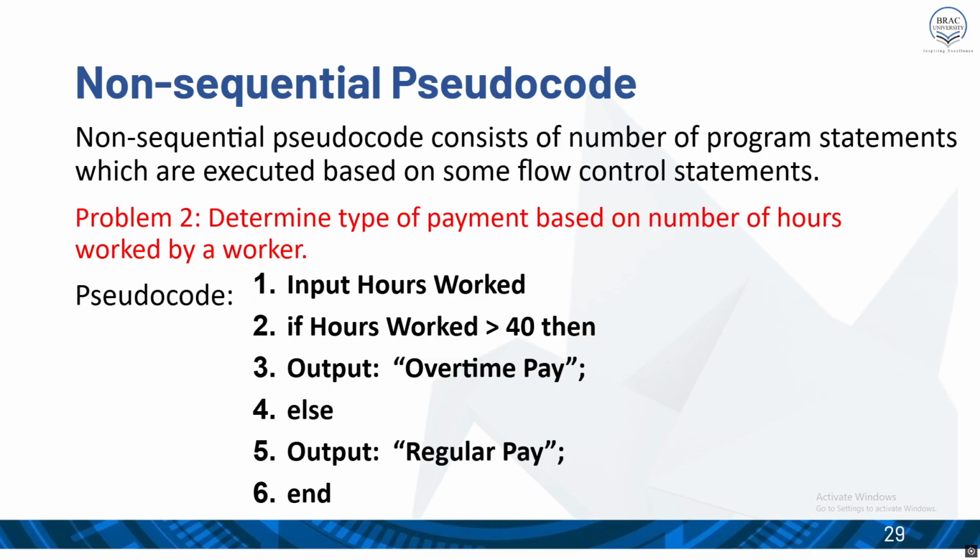If the worker has worked less than 40 hours, regular pay will be shown as output, which means instruction 1, instruction 2, 4, 5 and 6 will be executed. As the program is not following any sequence of instruction, therefore this is called non-sequential pseudocode.